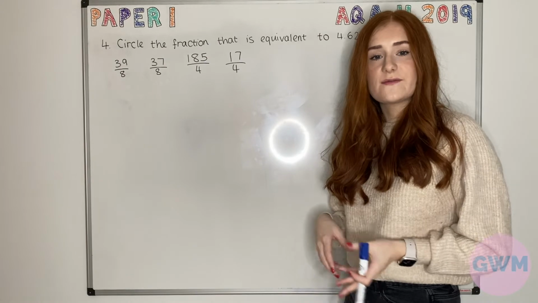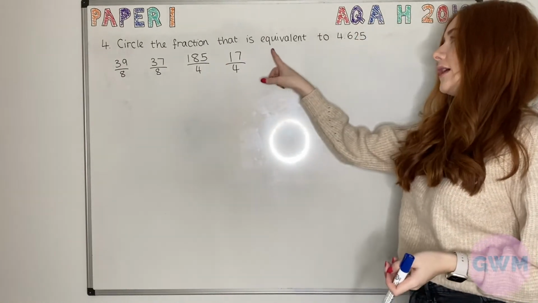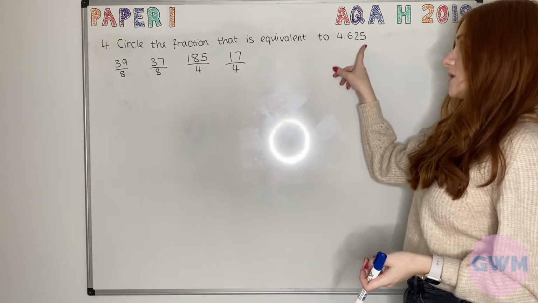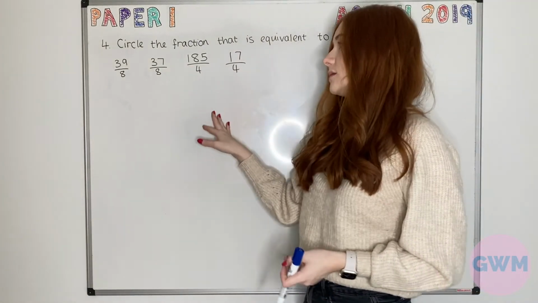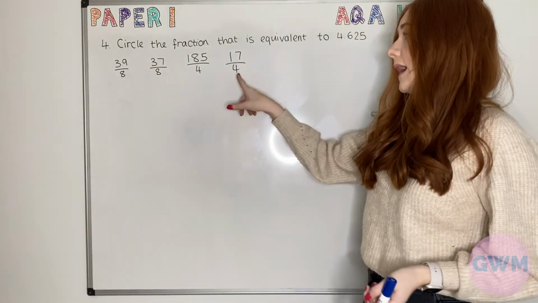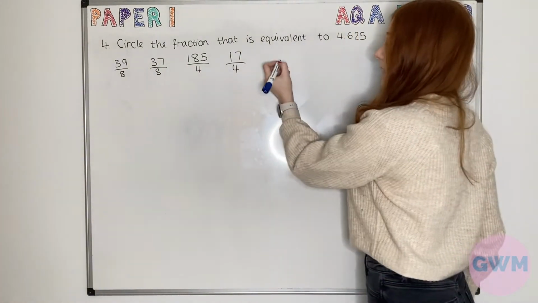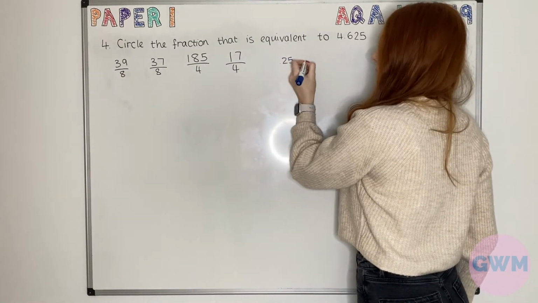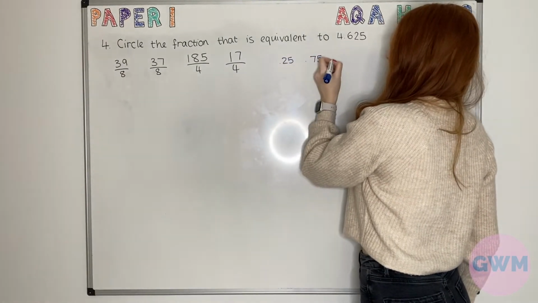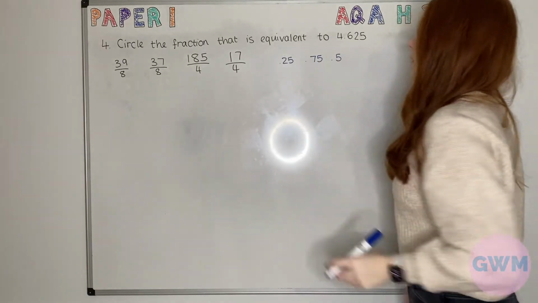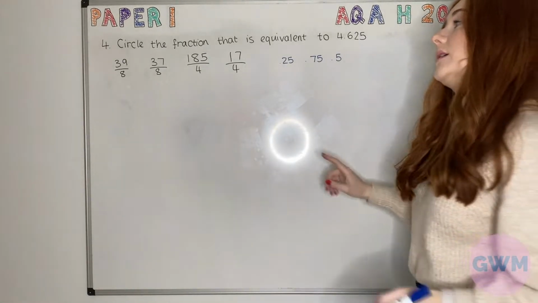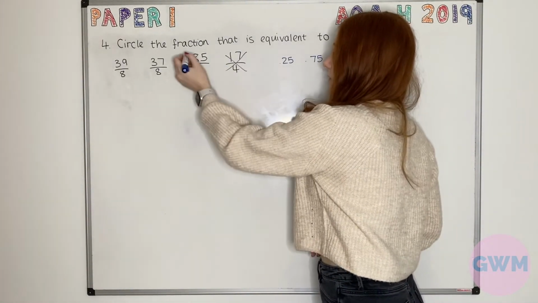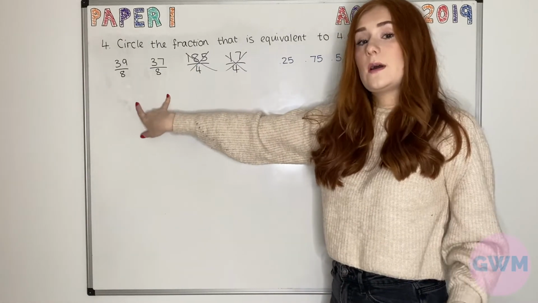Okay, let's look at question 4. Question 4 says circle a fraction that's equivalent to 4.625, and here's our options. Now, anything divided by 4 is either going to end in 0.25, 0.75, 0.5. That doesn't end in any of them, so it's not going to be something that's divided by 4. And that leaves us these two options.